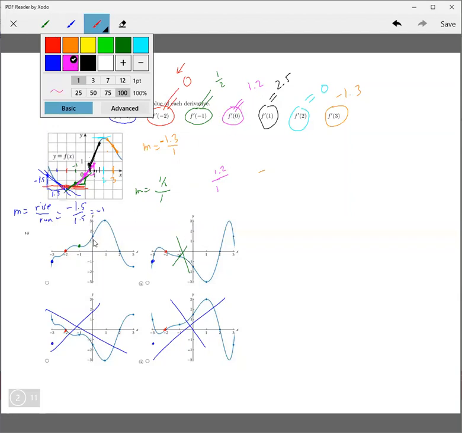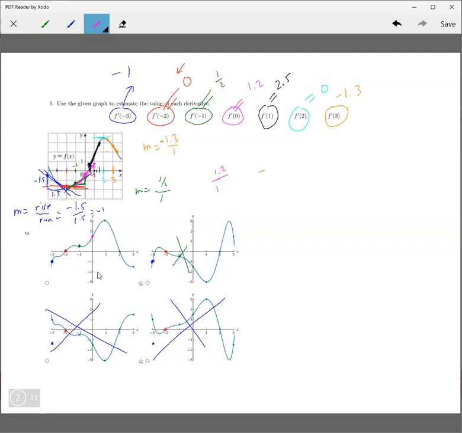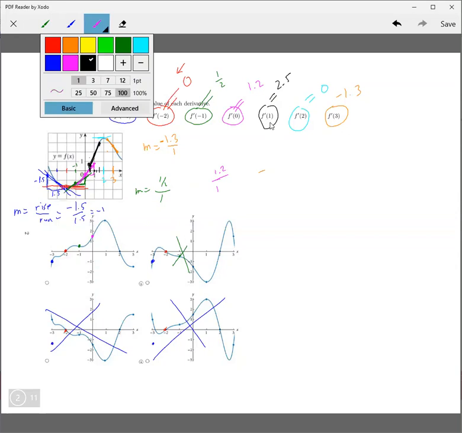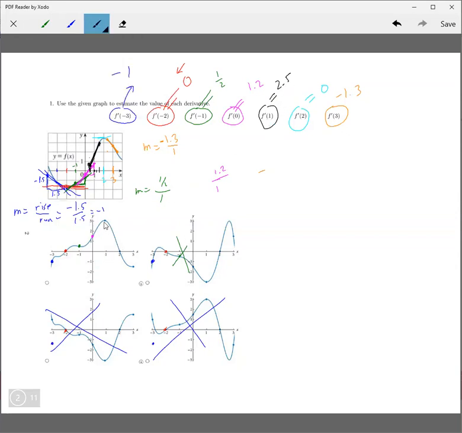F prime of 0 has to be about 1.2. They got it like, I got about 1.5. Wow, looks like we were way off. And then f prime of 1 is about 2.5. Ooh, they have it at 3. Whoa. And f prime of 2 is 0. F prime of 3 is negative 1.3. Okay, so I don't agree with this part right here. It doesn't seem to follow what's going on, but we'll just roll with it. And this has got to be the answer, this first one.